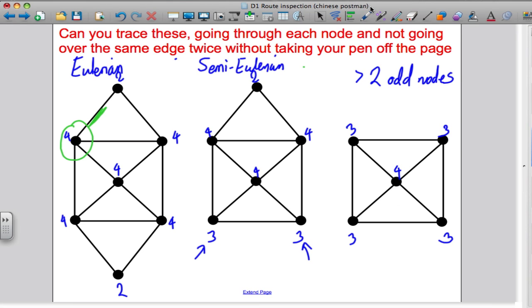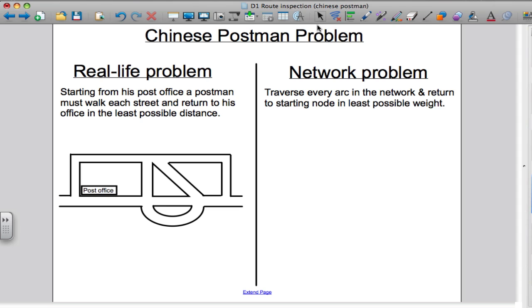inspection problem. Move on to that now, and then I'll come back to why the orders mattered in these particular cases. Okay, here's the Chinese postman problem, or the route inspection problem. A real life problem is over here. The postman starts from his post office here at the corner, and he has to walk along every single street and return to the post office when he's giving out his mail, and in the least possible distance he can.